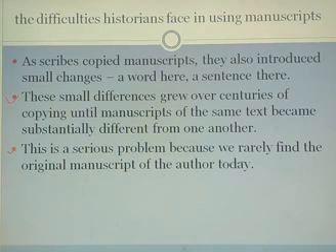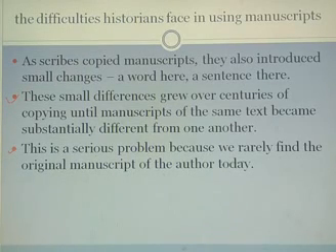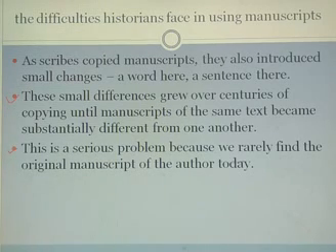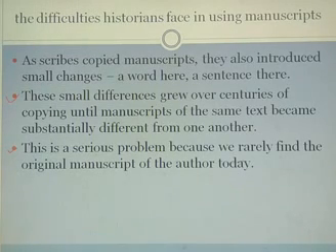And the third problem is a serious problem, because we rarely find the original manuscript of the author today. Of course, the third one is saying that we do not have high chances of finding that original one. If we find the original one, then we can solve that difference. But if we do not find that original one, then we have to rely on a book where some mistake is there. So these are some problems faced by the historian in using the manuscript.